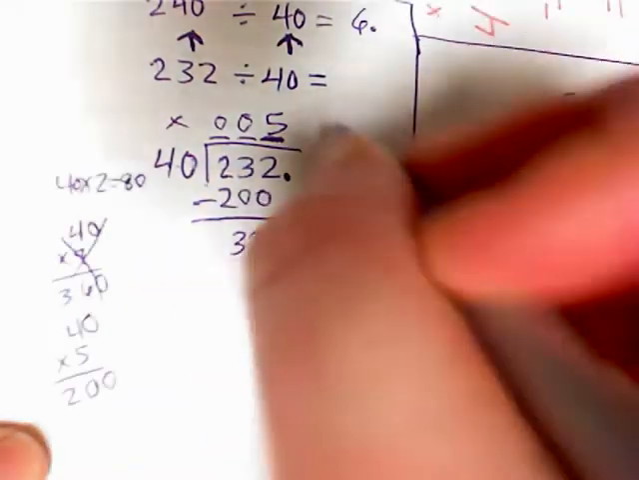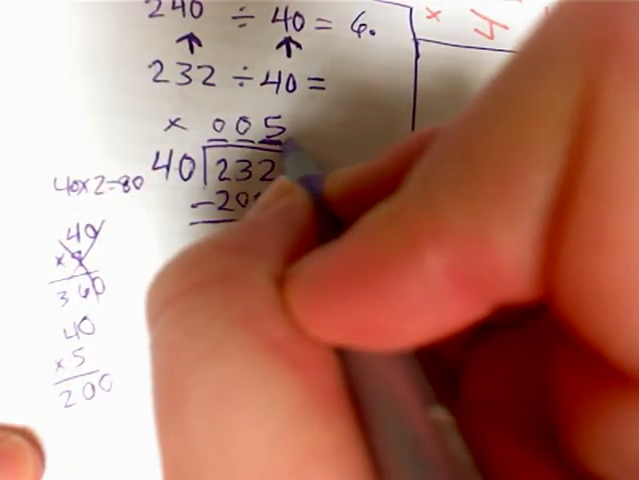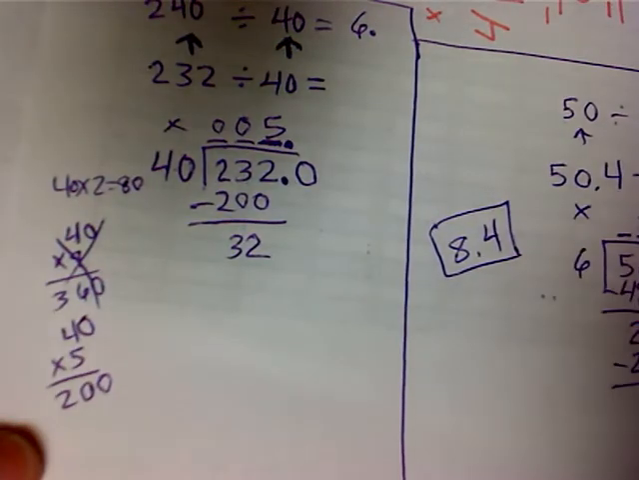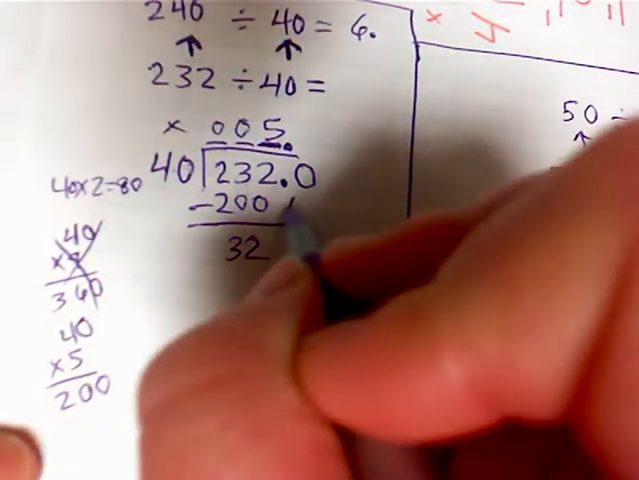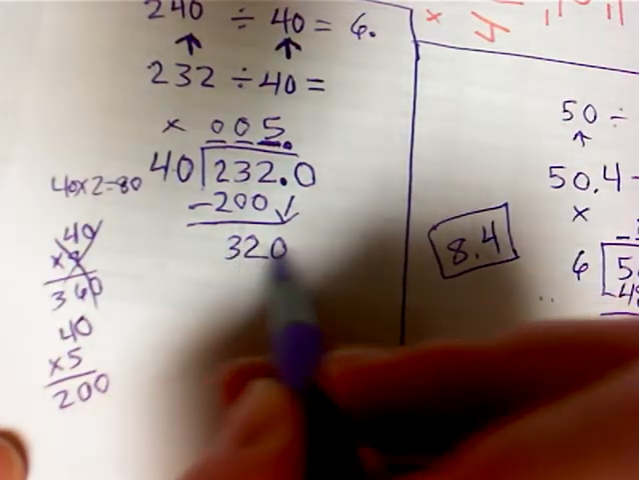So I put my decimal, I put a 0 because it's the same number, and then I move my decimal up into my answer. I would do this right away so you don't forget. Then I'm going to bring this down to the 0, or bring the 0 down. Now I'm looking at 320.